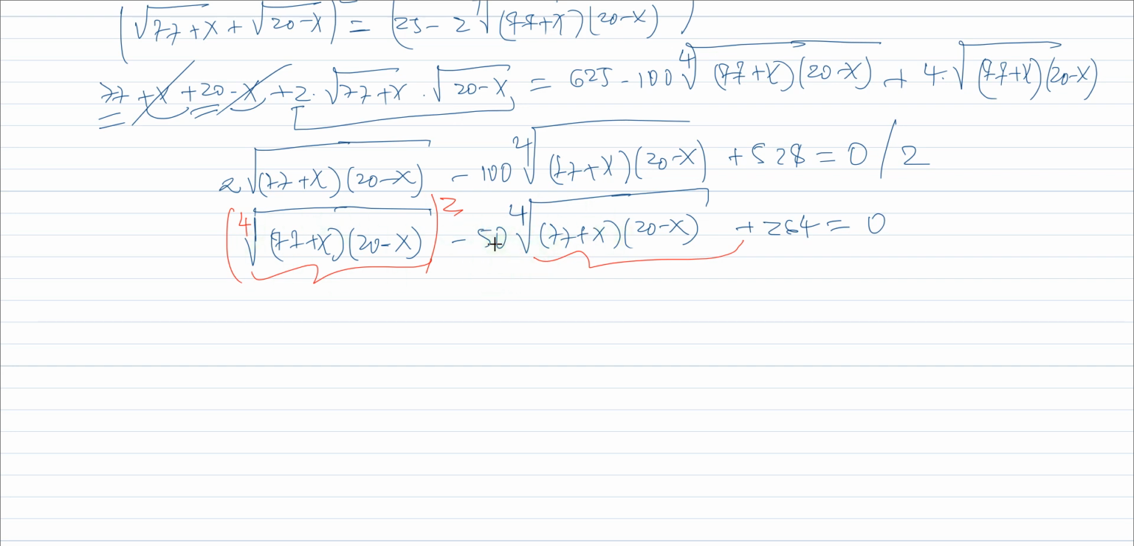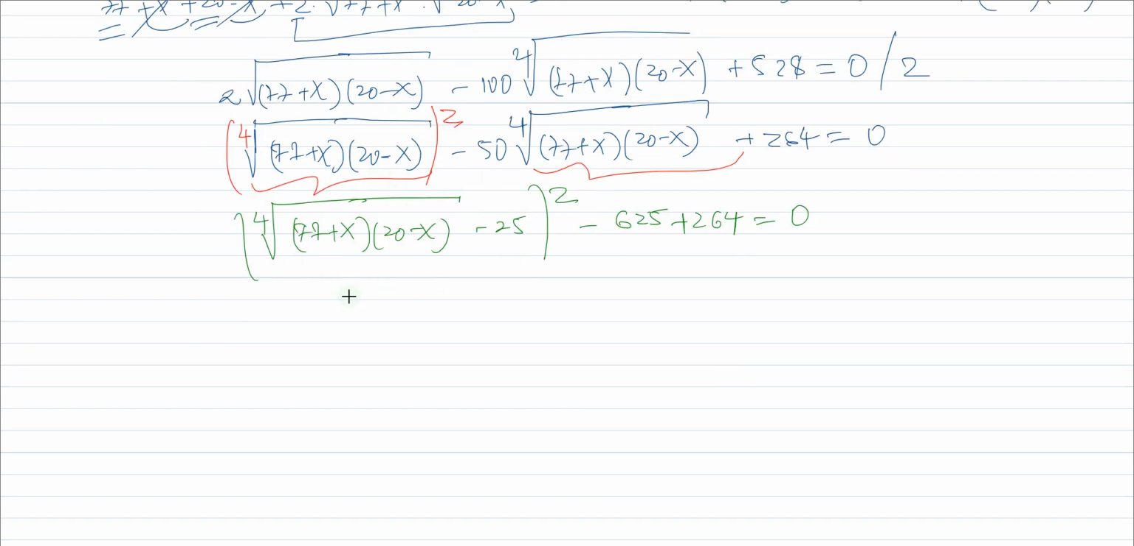I'm going to divide the value of b by 2. 50 divided by 2 is 25. So it means I'm going to have here the fourth root of (77 + x)(20 − x), minus half of this, which is 25, all squared, and what do I have to take out? The square of this term, minus 625, and plus 264, and then this is equal to 0. So guys, now we can solve this.